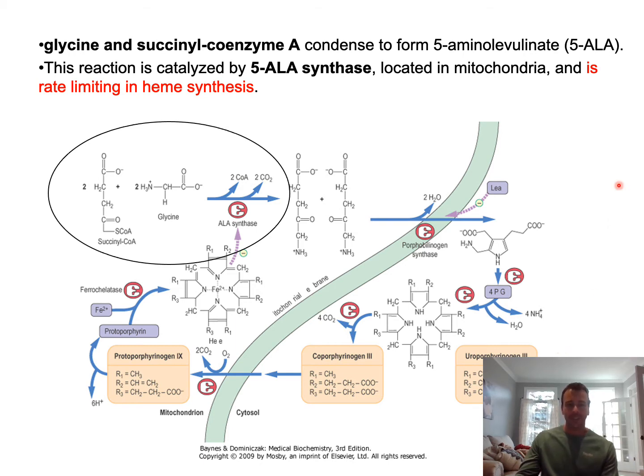In the first step, you get glycine and succinyl-CoA condensed to form 5-ALA, shown by this step here. It's catalyzed by an enzyme called 5-ALA synthase, which again is located in the mitochondria. This is the rate-limiting step in heme synthesis. So once you get past this step, it's kind of going full throttle.